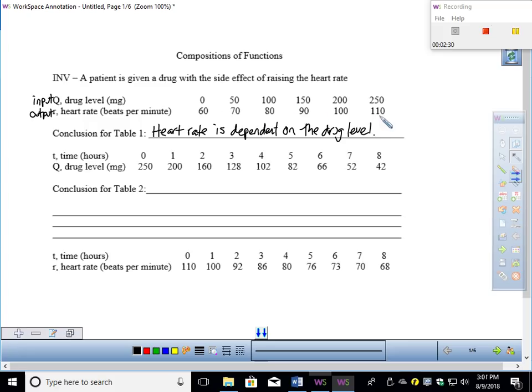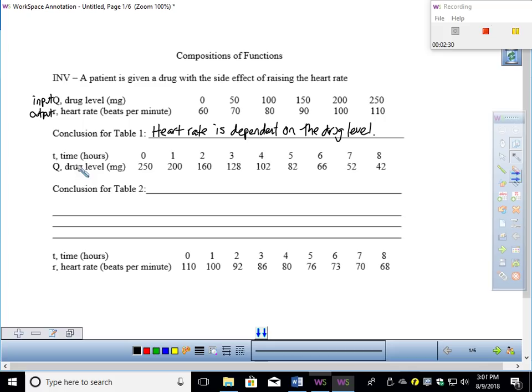Now, we've got another two variable quantities that would be connected in a scenario like this. Again, a patient is given a drug with the side effect of raising the heart rate. All good. Now we look at this: the time and the drug level can be related together. I would ask you to do the exact same thing. Which would depend on which? Which is the input and which is the output? Think a moment if you would.